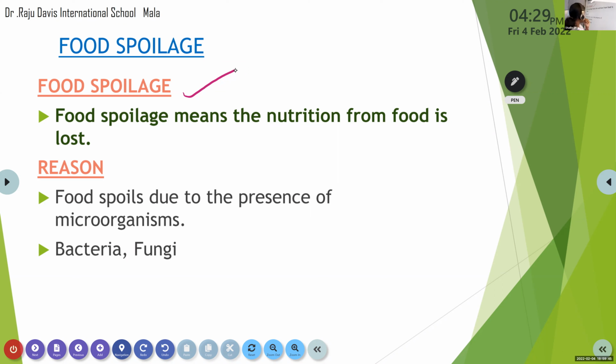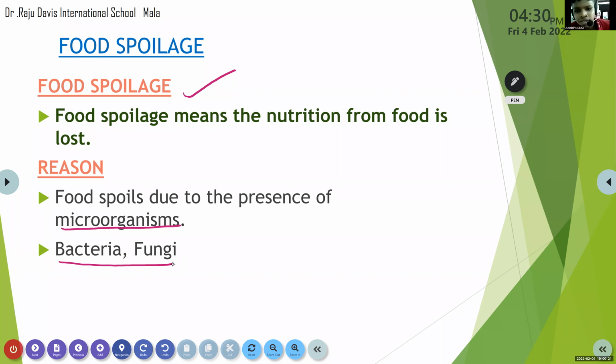Why does the food become spoiled? Because of the presence of microorganisms. Microorganisms are present in that food, so the food becomes spoiled. Which microorganisms are present in that food? Bacteria and fungi. These are the two microorganisms present in the food.